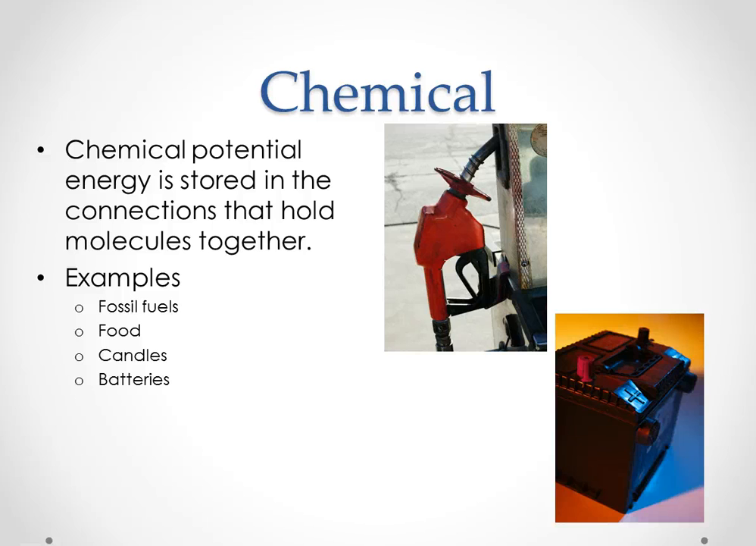So if you think about food, food gives us energy, but it's because of what's inside the food that gives us the energy. Candles burn, but it's because of the wax that's inside of the candle that makes it burn. Batteries give us electrical energy and electricity. It's what's inside the batteries that gives us that energy. So when you're thinking about chemical potential energy, you have to think about that's the energy that's inside of something.